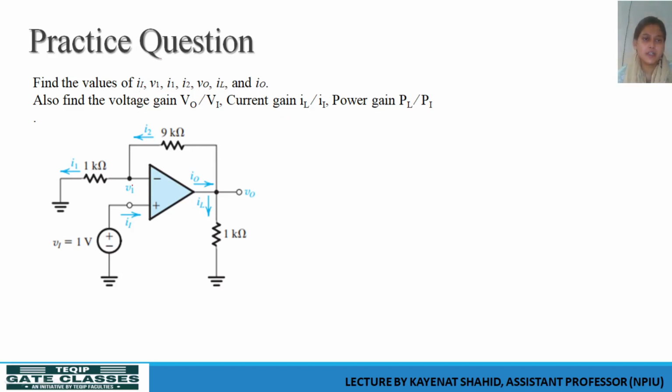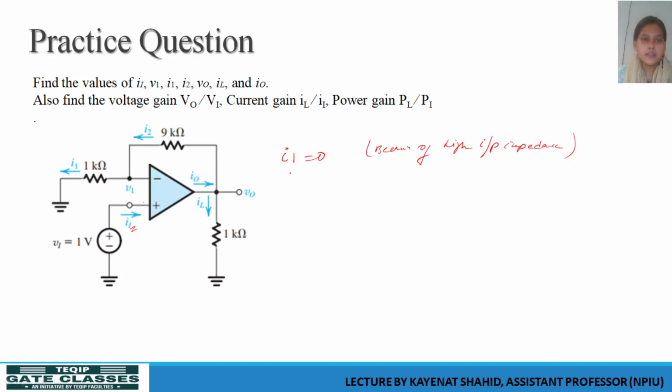So we will keep in mind the golden rules and solve the circuit. So what is this I1? Due to high input impedance, this I1 will be equal to 0. Why? Because of the high input impedance. Because there is no other path here.